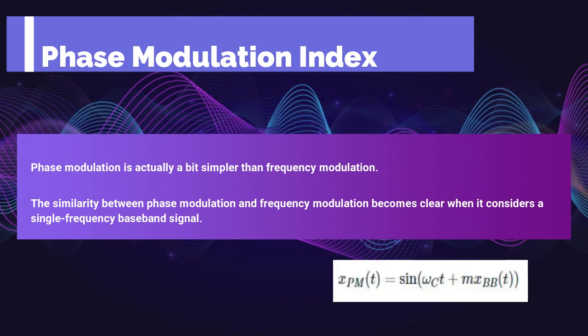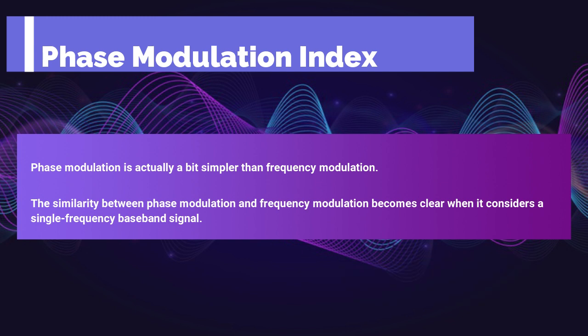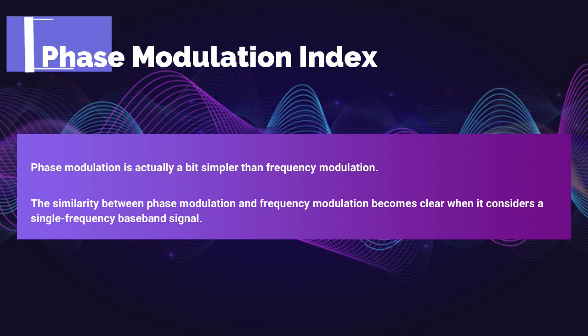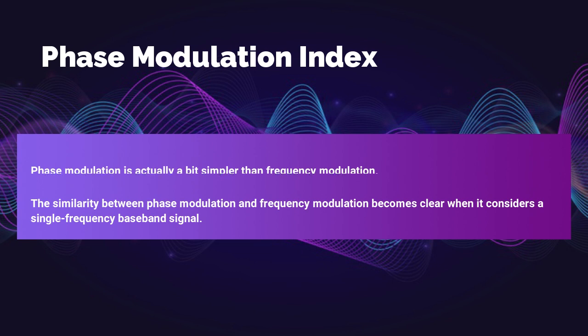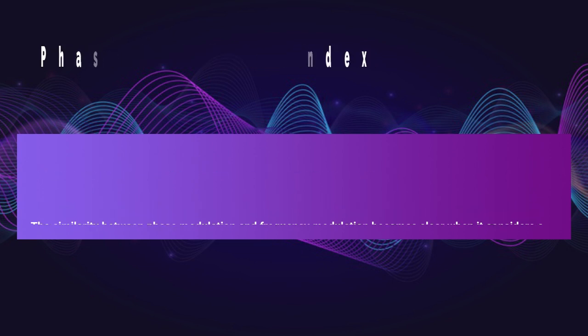The similarity between phase modulation and frequency modulation becomes clear if we consider a sinusoidal baseband signal. The integral is simply a time-shifted version of the original signal. Thus, if we perform phase modulation and frequency modulation with this baseband signal, the only difference in the modulated waveforms will be the alignment between the baseband value and the variations in the carrier. The variations themselves are the same.